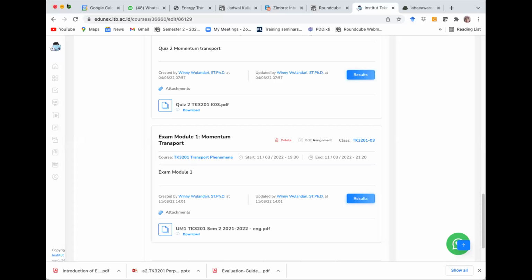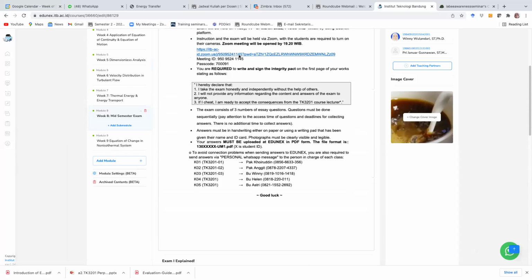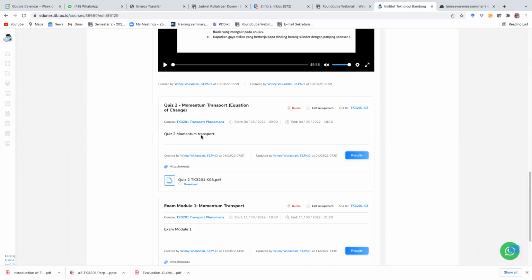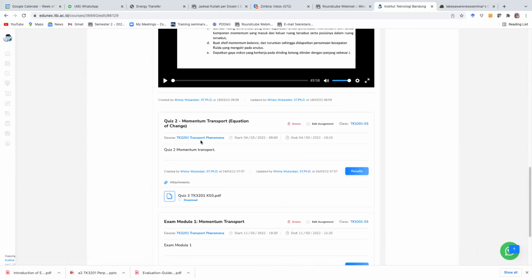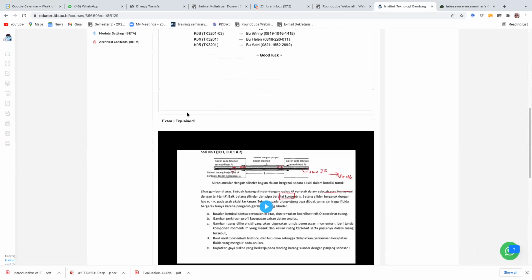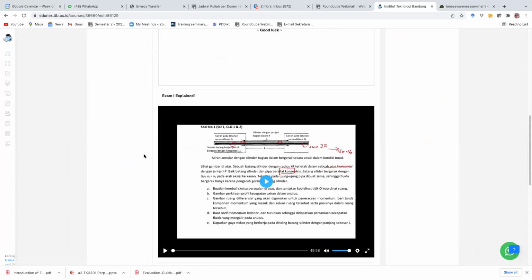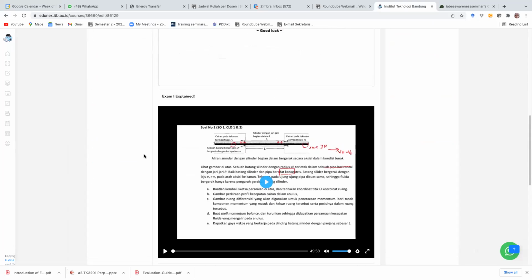Right, so here for the week 8 mid-semester exam, I added this one, the exam explanation, the one that Pak Udin explained on Wednesday. So you can have a look here, just to make sure that if maybe some of you didn't pass the test and need to get the remedial, you can study more about this one.